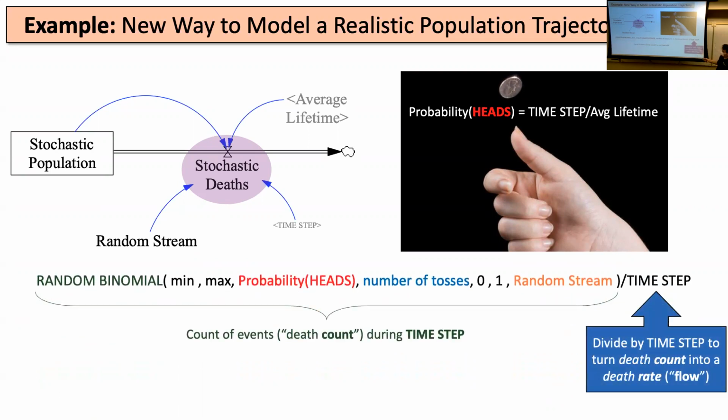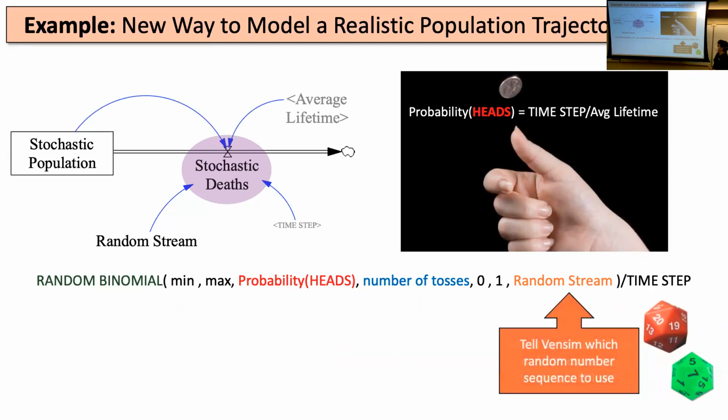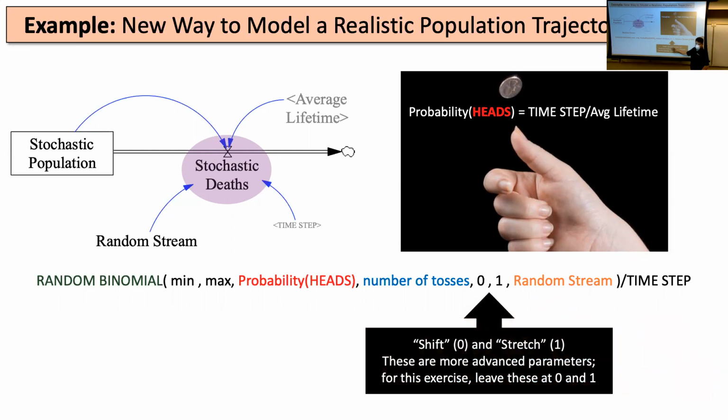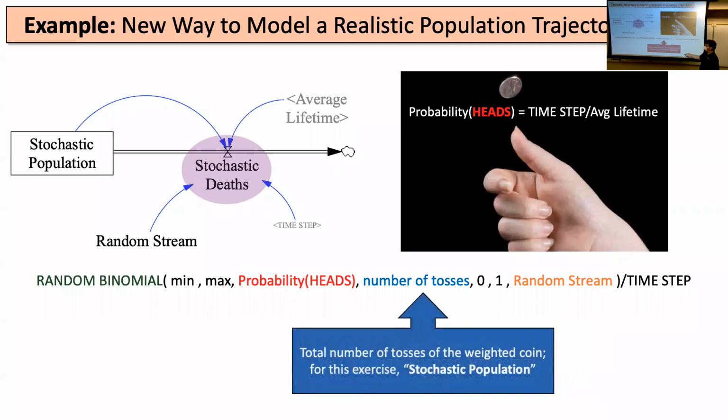So yeah, the kind of ugliness here in Vensim, and this random binomial is the count of death events during a particular time step. And so how does that work here? Well, this parameter back here, you're telling Vensim which random number sequence to use. So this we'll see, it'll just be like a number that you pass in. Say, Vensim, go use that die, or go use that die, or go use that die. These things here are more advanced things that we don't worry about. So we just set them to 0 and 1 for the purpose of this class and pretend that they don't exist. This parameter here is the number of coin tosses, which in our case will be the number of bacteria.